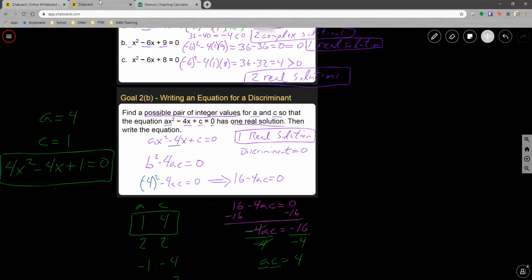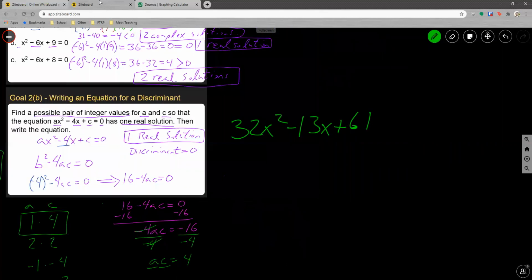If it's a little bit harder, we could try completing the square, but that can be kind of messy, especially if our a value is not equal to 1. But what it boils down to is no matter what our a, b, and c values are, I could have 32x squared minus 13x plus 61. And I can plug the a value, the b value, and the c value all into the quadratic equation. I'm not going to do that here, but I can plug all these in. It would be a horrendous mess because 13 is a prime number and so is 61.